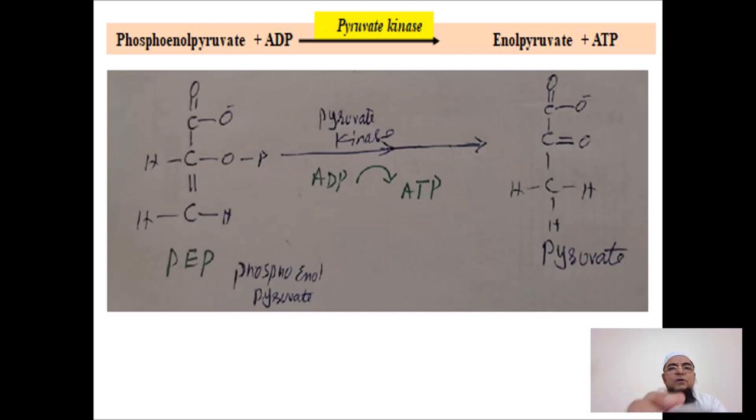Another example, phosphoenol pyruvate to pyruvate or enol pyruvate. So this is phosphoenol pyruvate. At position 2, there is the phosphate here, a 3 carbon compound. With the help of the enzyme pyruvate kinase, this phosphate will come and attach to ADP. The ADP will convert into ATP, and then phosphoenol pyruvate will convert into pyruvate. And this is another example of substrate level phosphorylation.